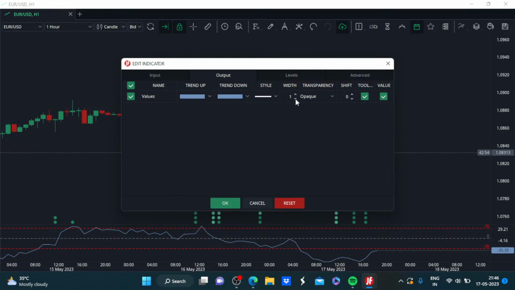Same applies for width and transparency factor, which can be increased if you feel that it is looking too prominent on the chart and you want to reduce the transparency. Levels, you can vary the levels as well. You can change these three predefined levels as per your requirement, but I would suggest keep zero as it is.